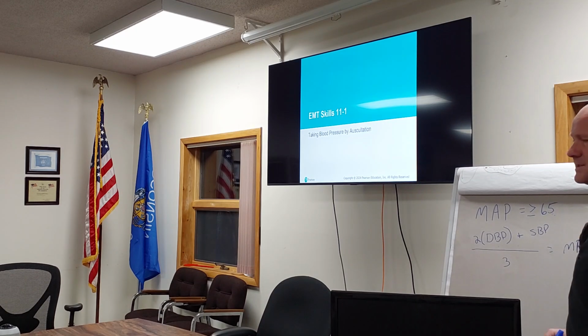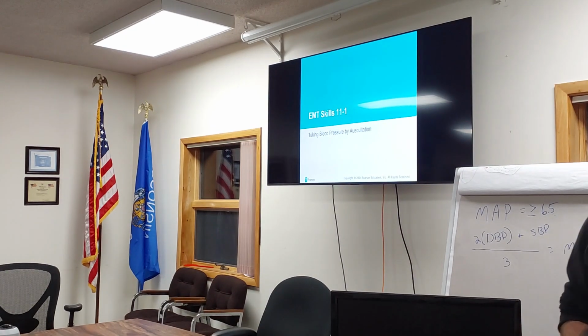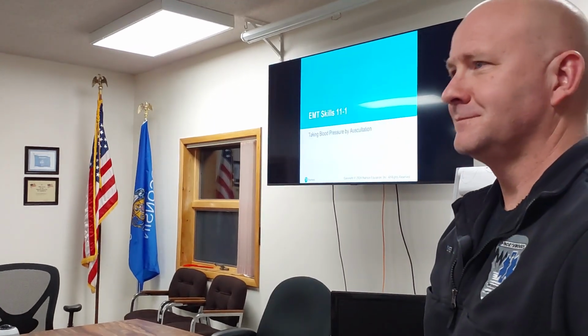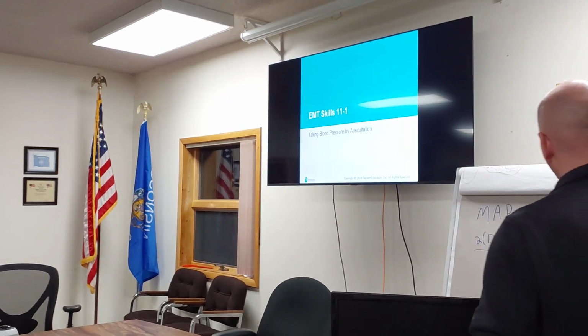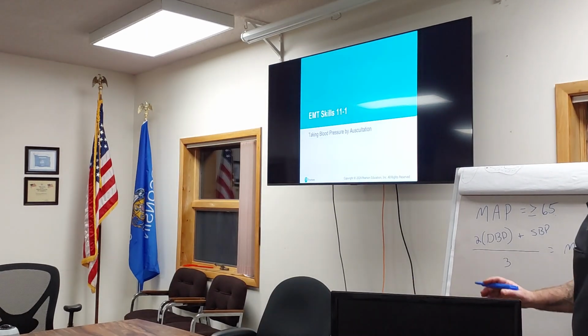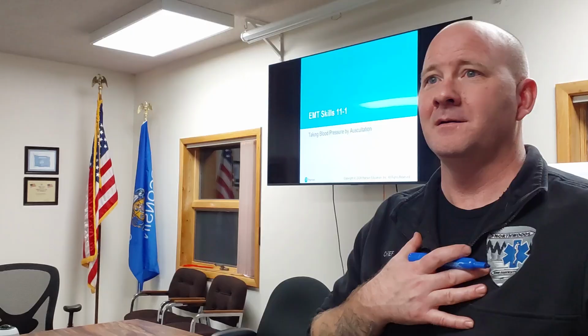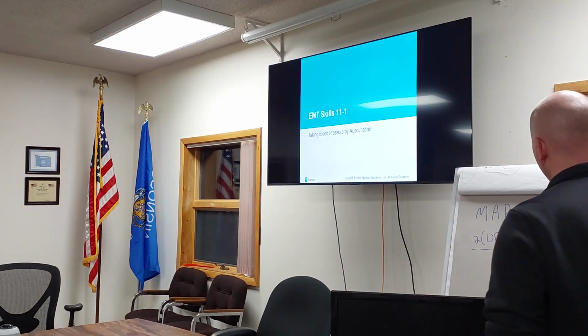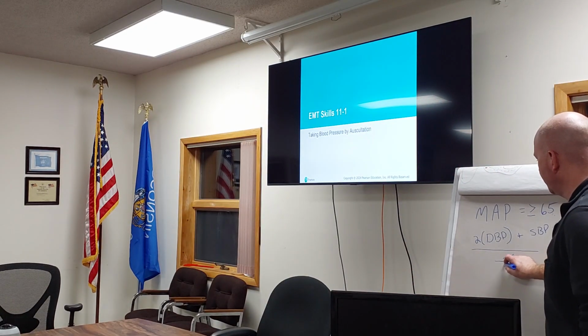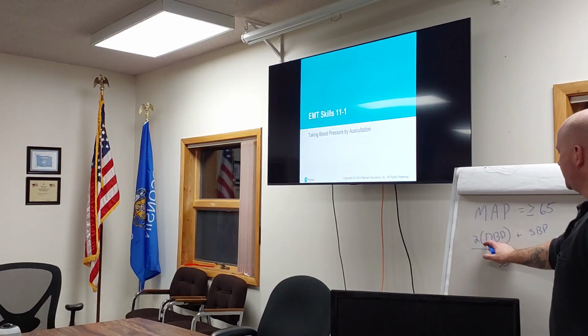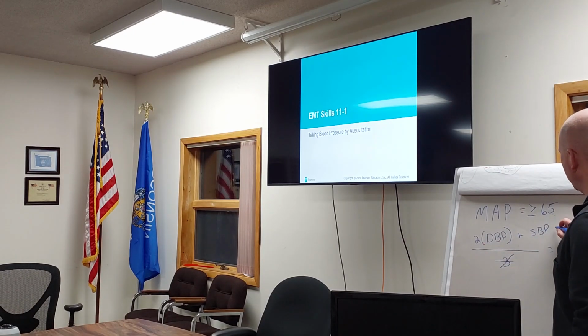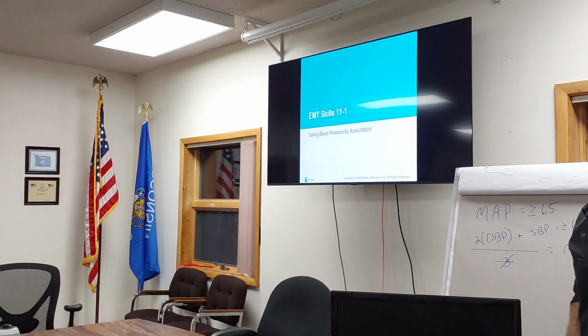Does anyone know what 65 times 3 is? Well, that's 195. I like to eliminate unnecessary math, so when I'm estimating, I just eliminate the divide by 3. 2 times the diastolic plus the systolic, I want that at or better than 195. Does that make sense?